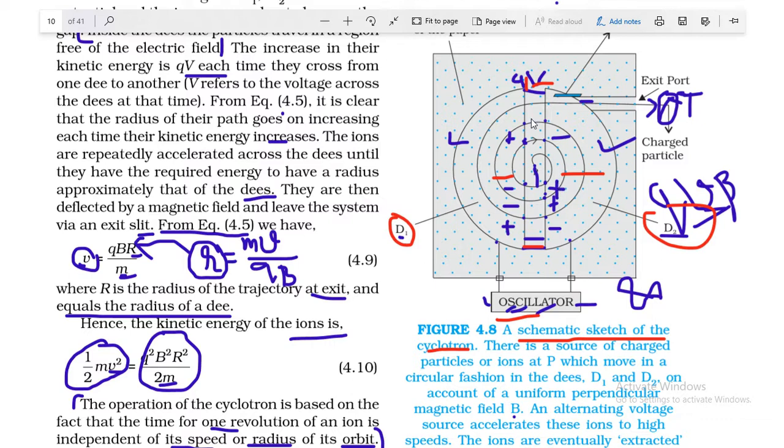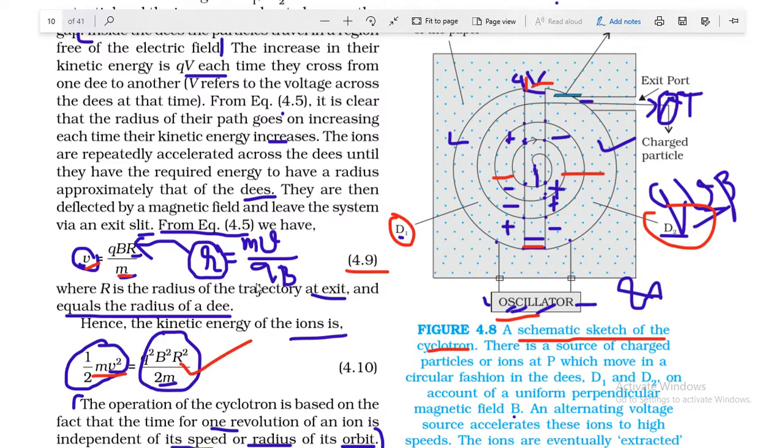The maximum possible radius of the charged particle inside this cyclotron is equal to the radius of any one of the D's. So if the radius of D is capital R, you can write V is equal to QBR upon M. You can see this in equation number 4.9. And the kinetic energy of these charged particles, I am talking about the maximum kinetic energy, will be maximum when the radius becomes maximum. So you can see here, this one is the maximum kinetic energy of this charged particle.